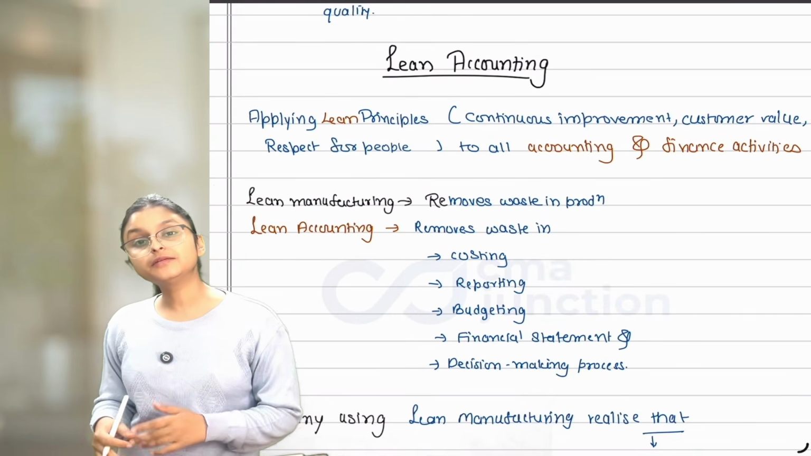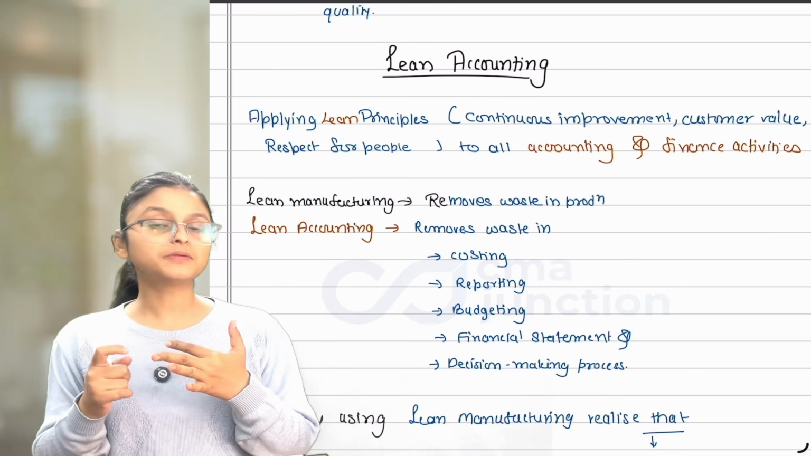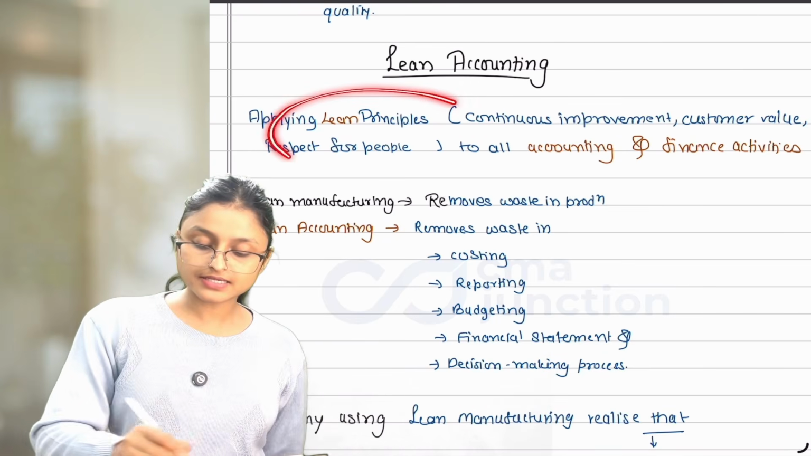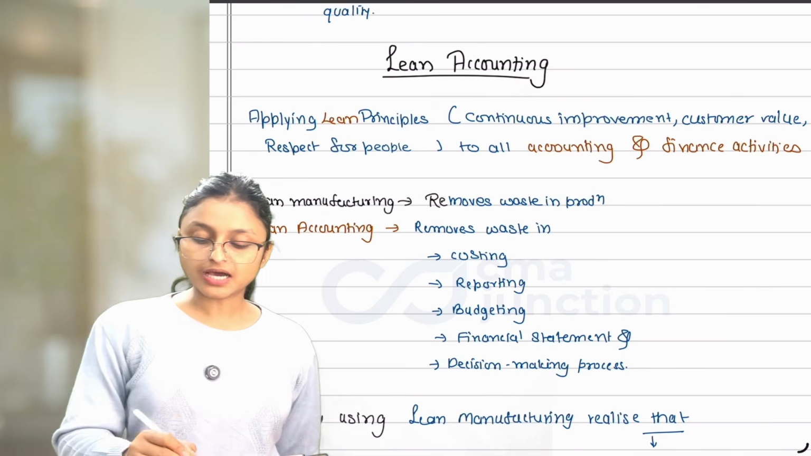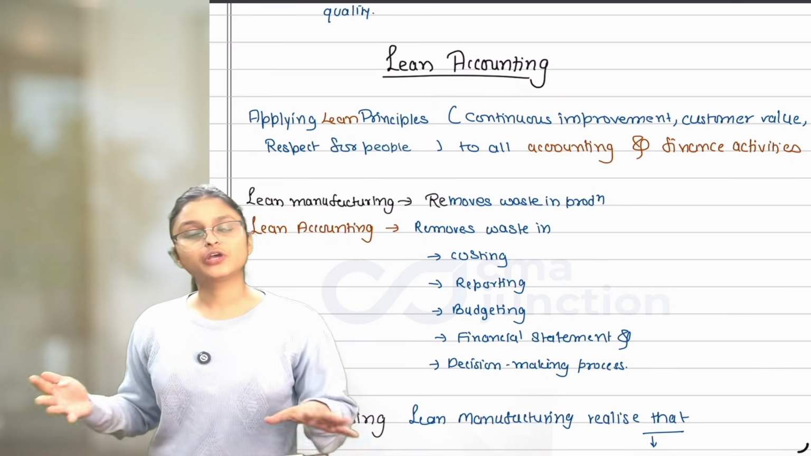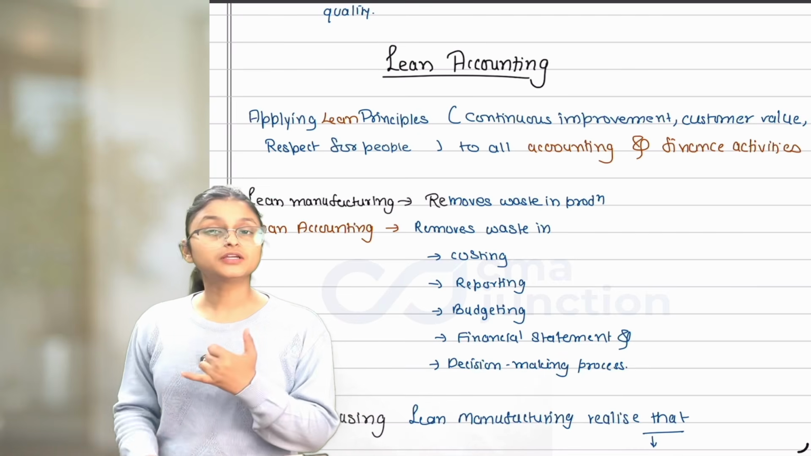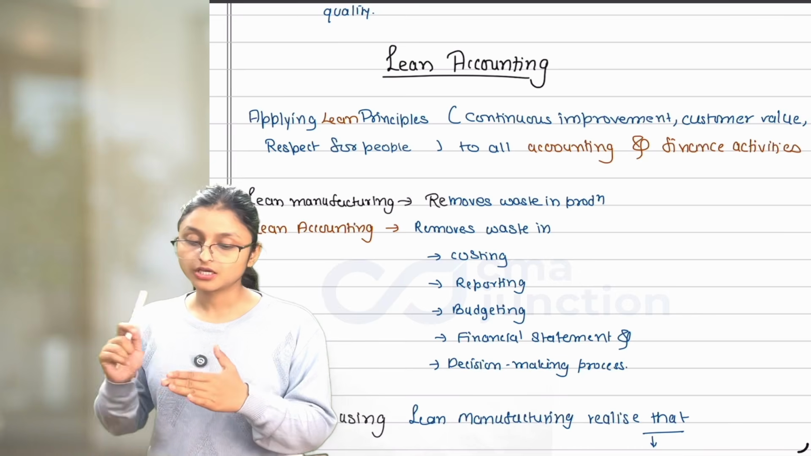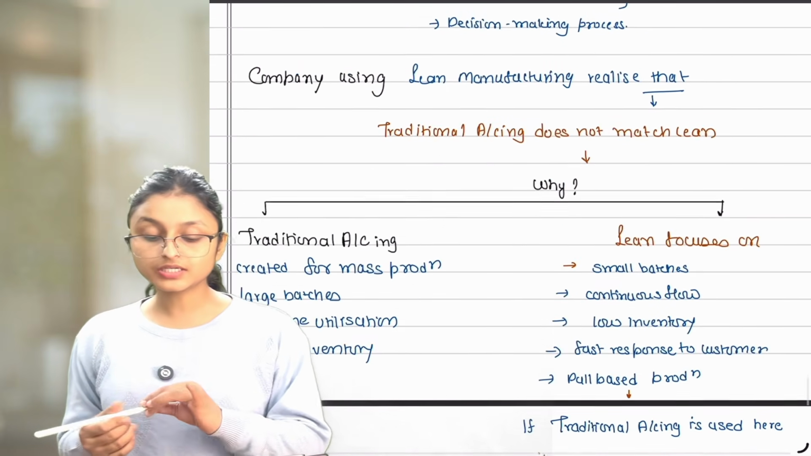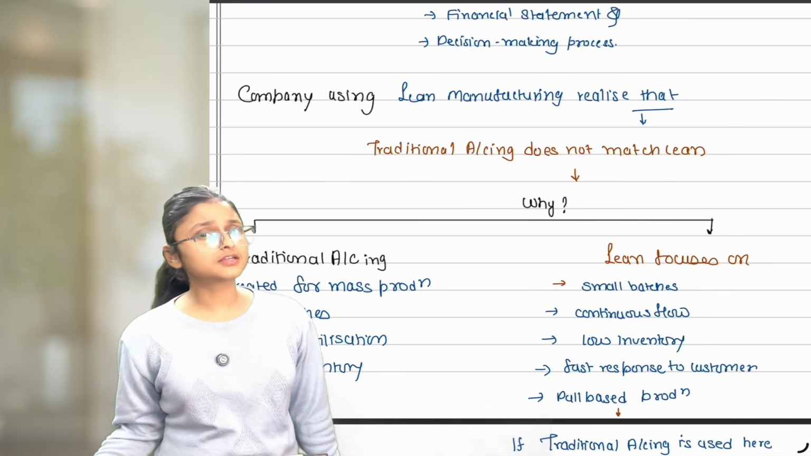So when you apply lean principles, whether it be customer value, continuous improvement, and respect for people, to all accounting and finance activities, then it is treated as lean accounting. Lean manufacturing removes waste in production, but lean accounting focuses on accounting. So every aspect of accounting will focus and try to reduce the cost, whether it be costing, reporting, budgeting, financial statements, and decision-making processes.